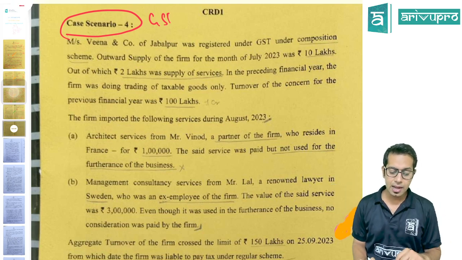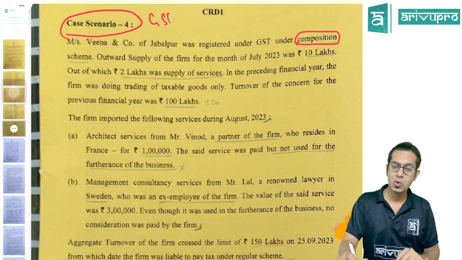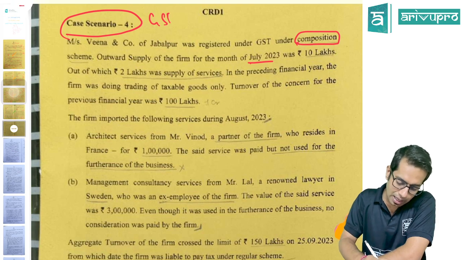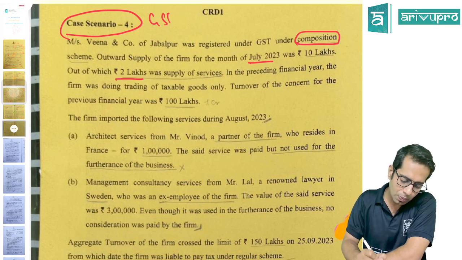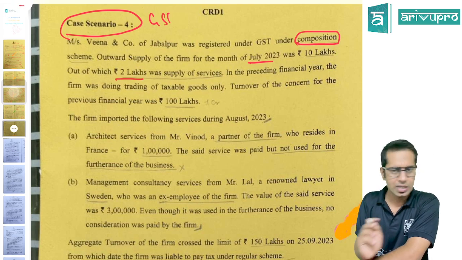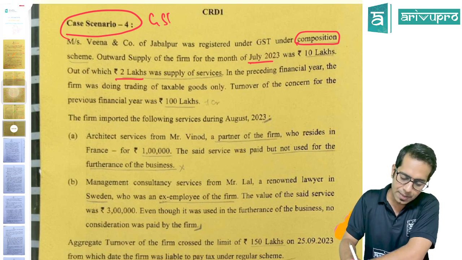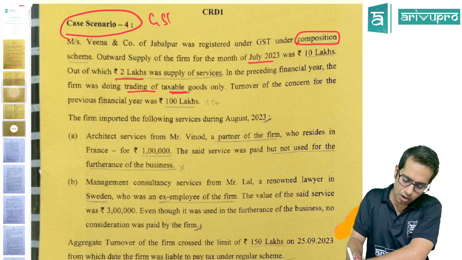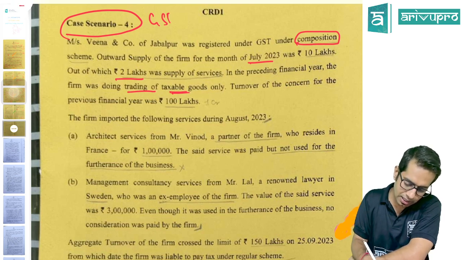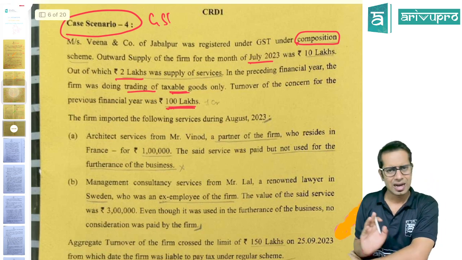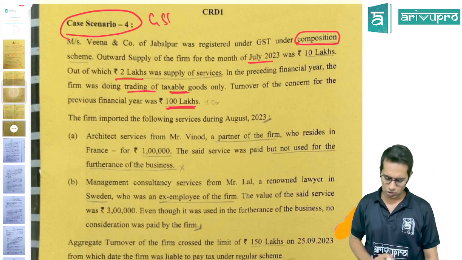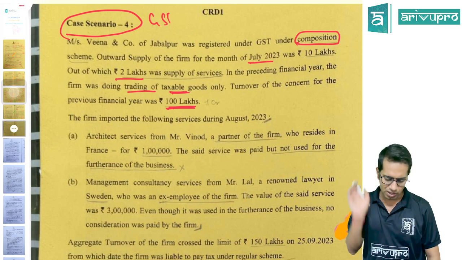Messrs. Veena and Company of Jabalpur was registered under GST law under composition scheme. Oh, it is registered under composition scheme. Outward supply for July is 10 lakh rupees, out of which 2 lakh rupees is supply of services. So this 10 lakhs includes 2 lakh rupees of supply of services. In the preceding financial year, the firm was trading in goods only. The turnover of the concern for the preceding financial year was 100 lakh rupees. No problem till now. So current year turnover is 10 lakh rupees. Previous year, whatever story they have given, that is the story.